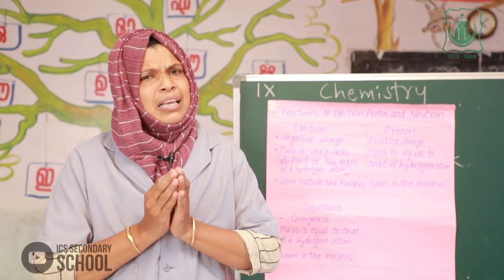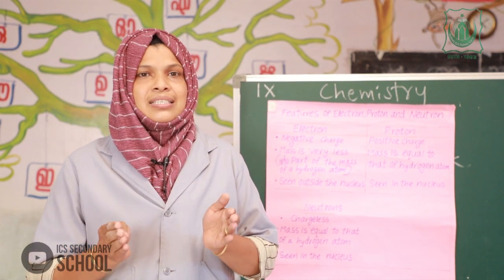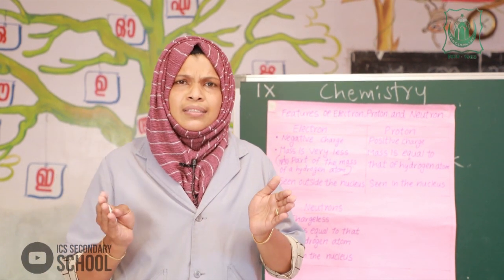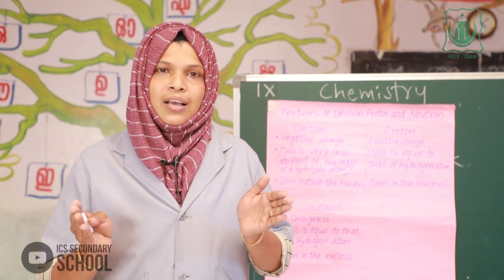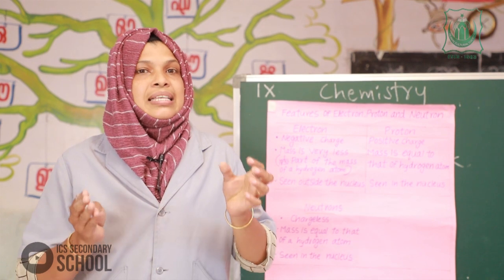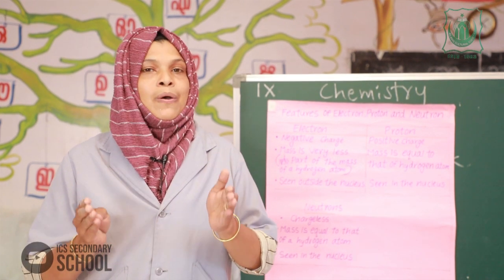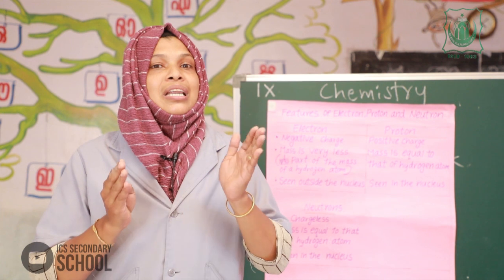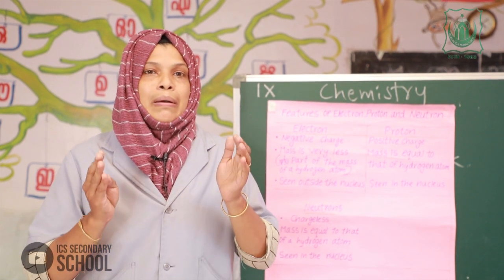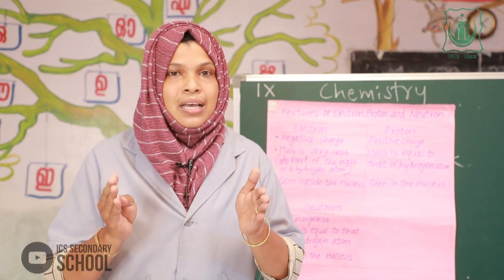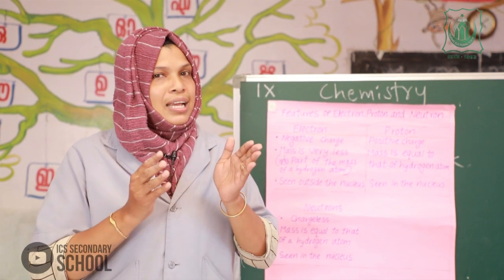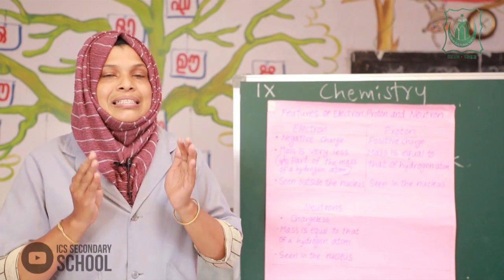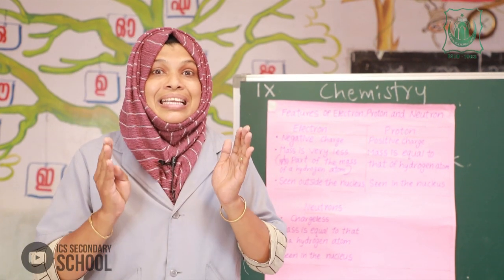Next, can you tell me why, even though electric charges are present, the atom is electrically neutral? We know that inside the atom there are protons, neutrons and electrons. The number of protons and electrons in an atom are equal, or the positive and negative charges inside an atom are equal. That means the atom is electrically neutral.